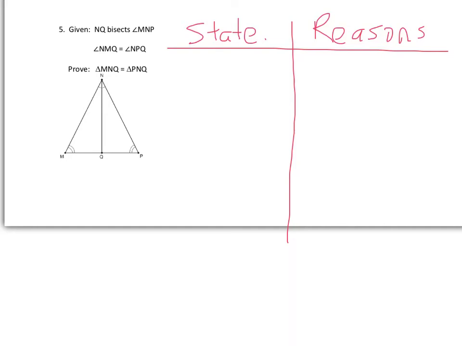And now let's look at this proof here. NQ bisects angle MNP, and also we are given that angle NMQ is equal to NPQ. So obviously we're going to do it in a two-column proof here, statement and reason column. Number one, obviously we're going to start with the given. So this right here is going to go into the statement: NQ bisects angle MNP, and angle NMQ is equal to angle NPQ. And that obviously is given to us.